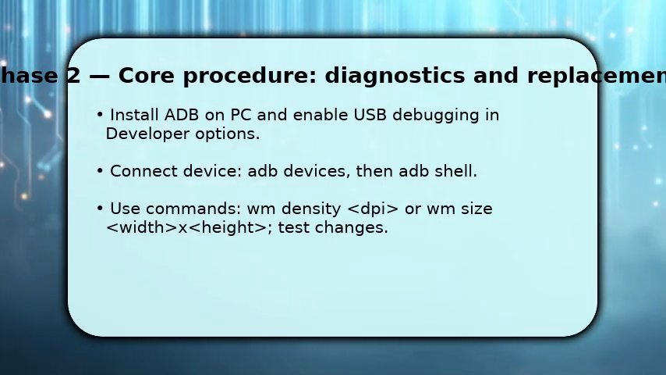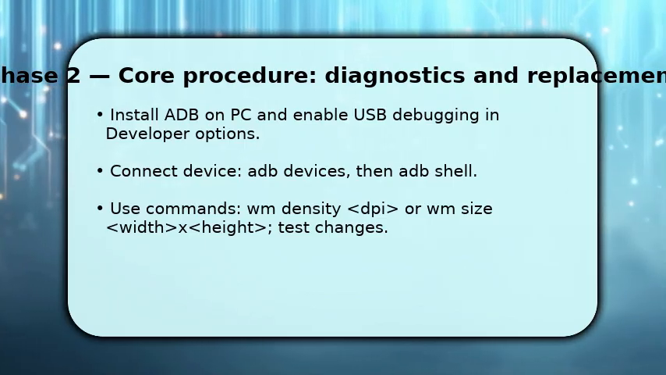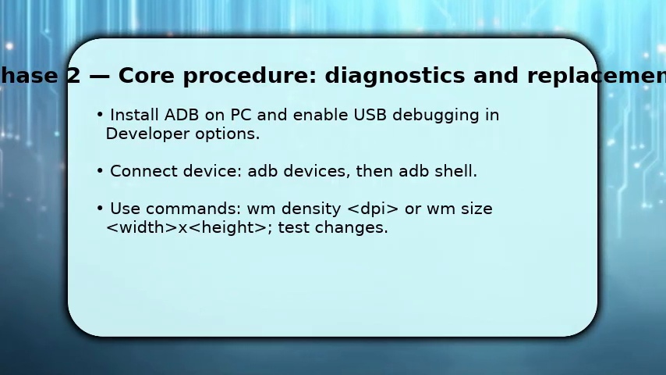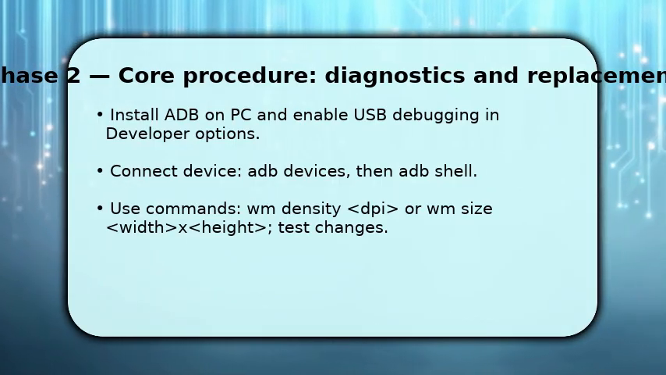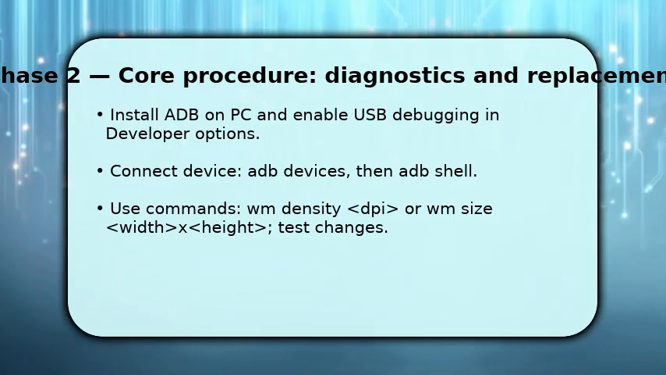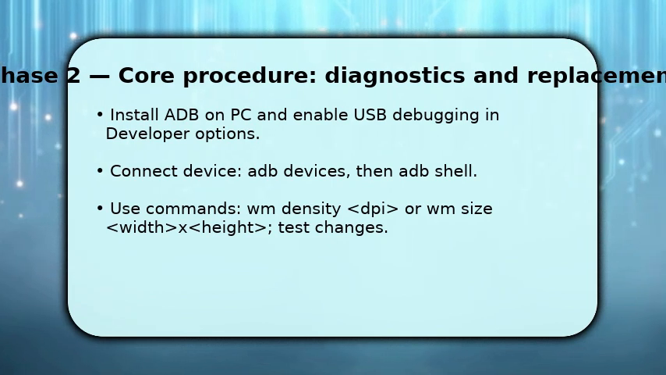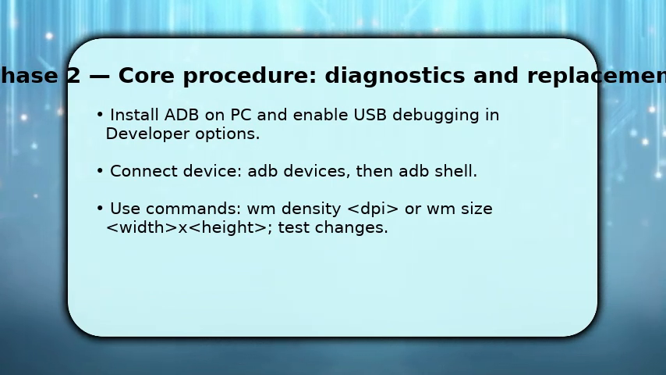wm density 380 to change DPI or wm size 1080x1920 to set resolution. Make one change at a time, then exit and inspect apps. If something looks off, you can revert quickly with wm density reset or wm size reset.